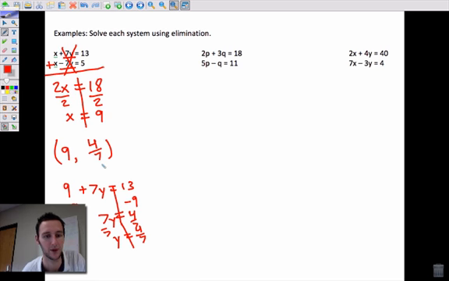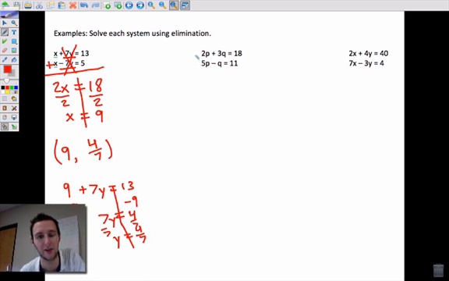So that's how you can use the elimination method, and it works very, very quickly, especially if you have something like this where it's already set up for you. Those y's just cancel each other out right away, and you can easily solve for x, substitute back in, and solve for y. Okay. Here's an example.